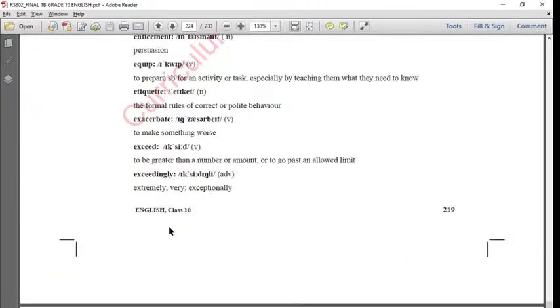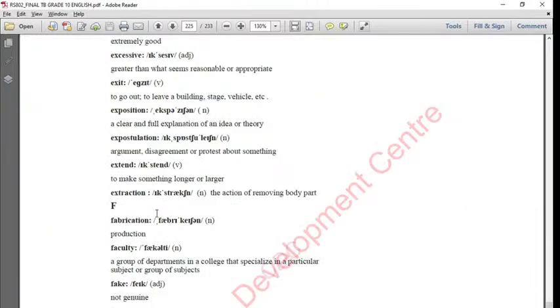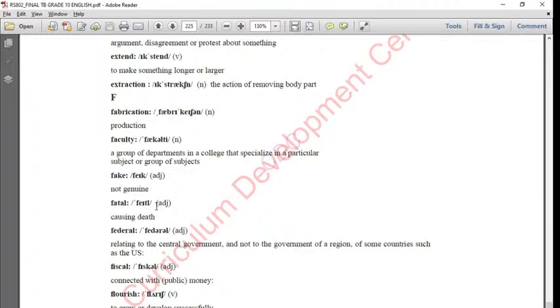Exceed, exceedingly. And then we have excellent, excessive. Exit, exposition, clear and full explanation of an idea or theory. Expostulation, argument, disagreement, or protest about something. Extend, to make something longer. Extraction, and then fabrication, faculty, fake, fatal, federal. Fiscal, flourish. Flourish is to grow or develop successfully. Another meaning of flourish is to develop quickly and be successful or common.